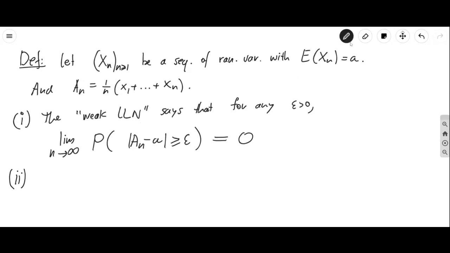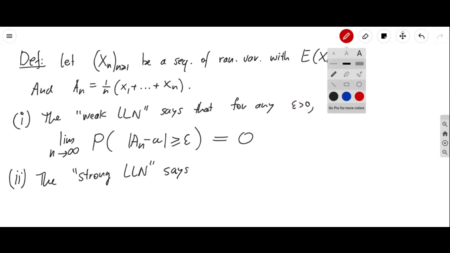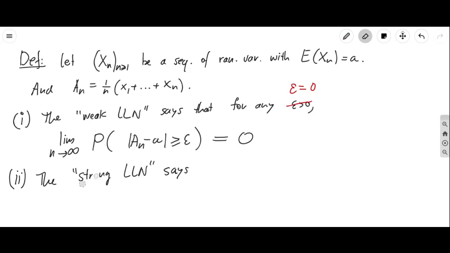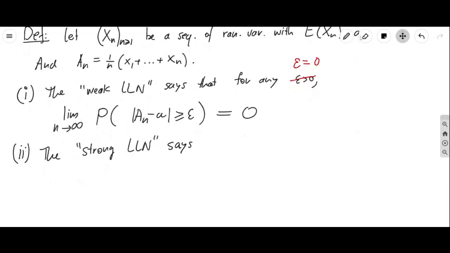Now, the strong law of large numbers says, and basically what this law does is it allows you to set epsilon equal to 0. So in the weak law, epsilon is a positive number, but in the strong law of large numbers, you can set epsilon equal to 0. But I want to just explain to you that this will actually not be true the way it is currently stated. You cannot just set epsilon to be equal to 0.